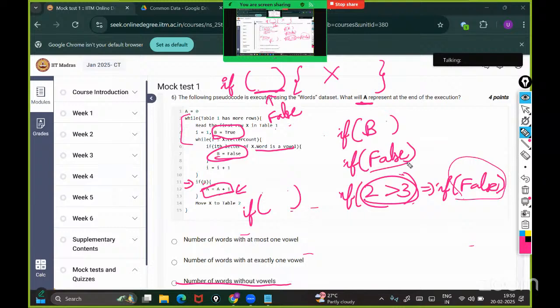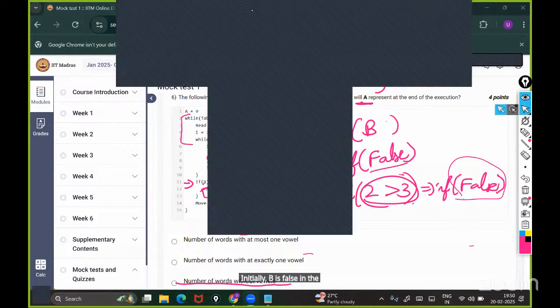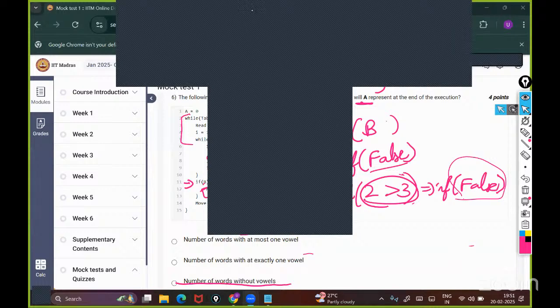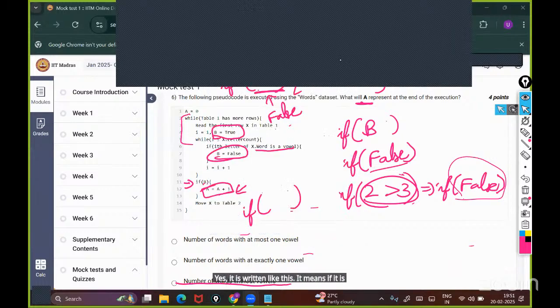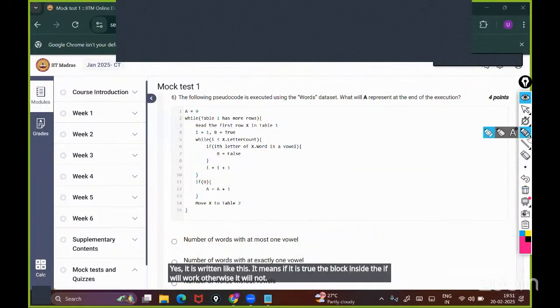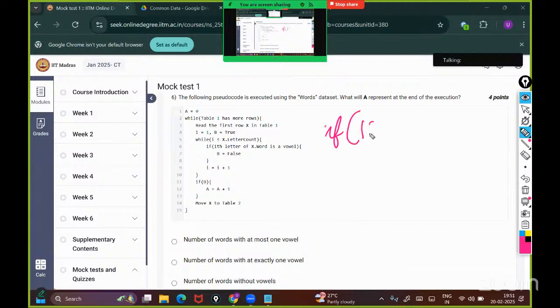Is this clear to everyone? Yes, ma'am. Initially, B is false, and then after some condition check we have to toggle it, right? It is written like this. It means if it is true, the block inside the if will work. Otherwise, it will not. Now I have given some blocks inside it. Will that work or not?